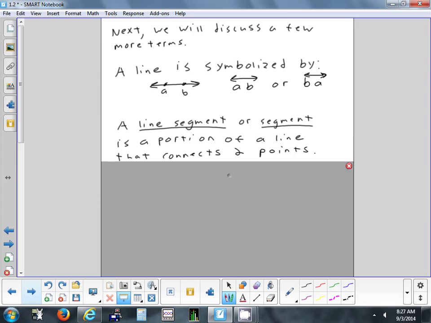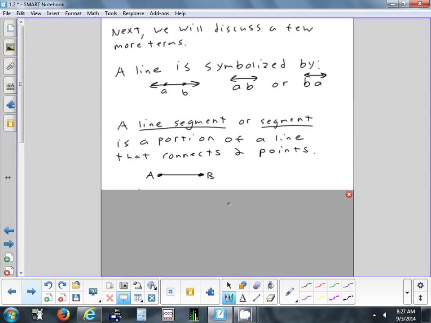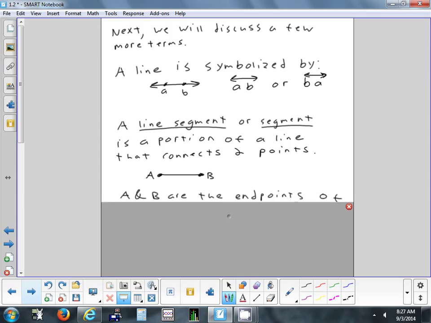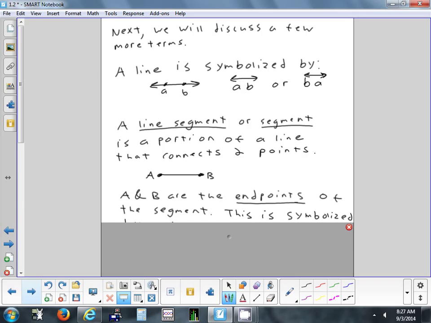A segment has a beginning and an end. So it's just a small portion of a line that connects 2 points, and it looks something like that. Notice when we draw it, we don't put an arrowhead on each end. There's a point on one end and a point on the other, and they're labeled A and B. And A and B are called your endpoints. They're the endpoints of the segment.